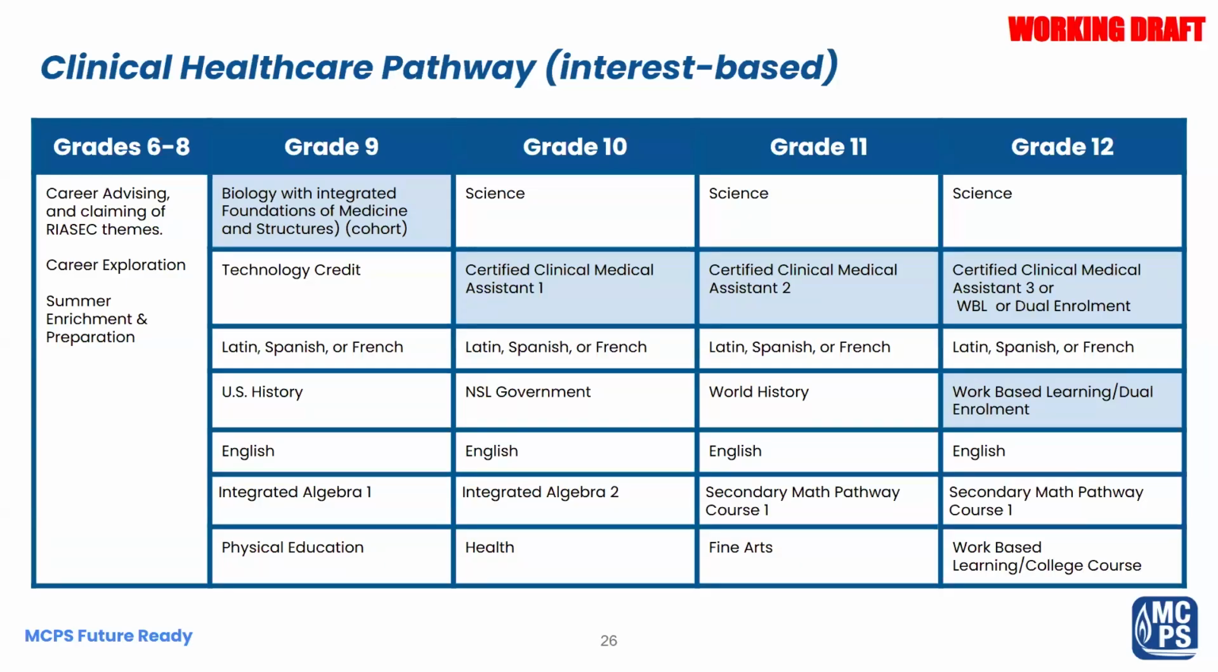This particular pathway, this interest-based pathway, does give some flexibility. When you looked at the criteria-based pathway, you saw very specific science courses and levels. There's a little more flexibility with this pathway. You can enter where you are in terms of your math and your language and proceed from there.